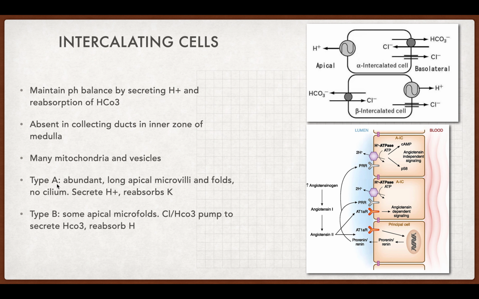The type A intercalated cells are abundant. They have long apical microvilli and folds, but no cilium. This one secretes hydrogen ions and reabsorbs potassium ions. Type B have some apical microfolds, definitely not as deep or as evenly spaced. They're not as uniform, and instead of the sodium-potassium pump, there's going to be a chloride-bicarbonate pump in order to secrete the bicarb and reabsorb hydrogen.